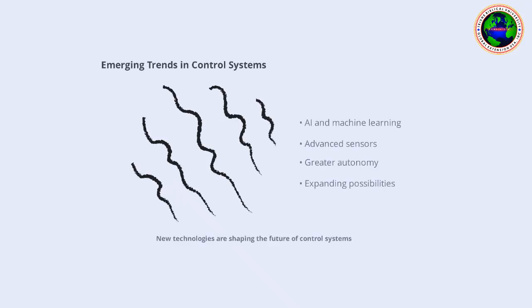New technologies are shaping the future of control systems. Artificial intelligence, machine learning, and advanced sensors are making systems smarter and more autonomous. These trends are expanding the possibilities for robotics and automation in many fields.